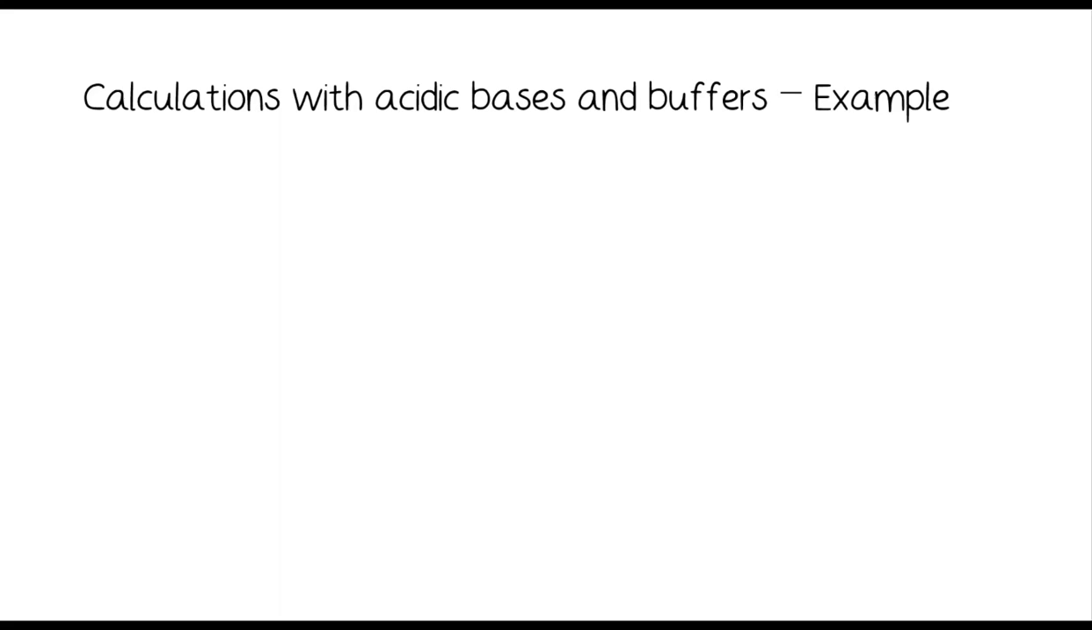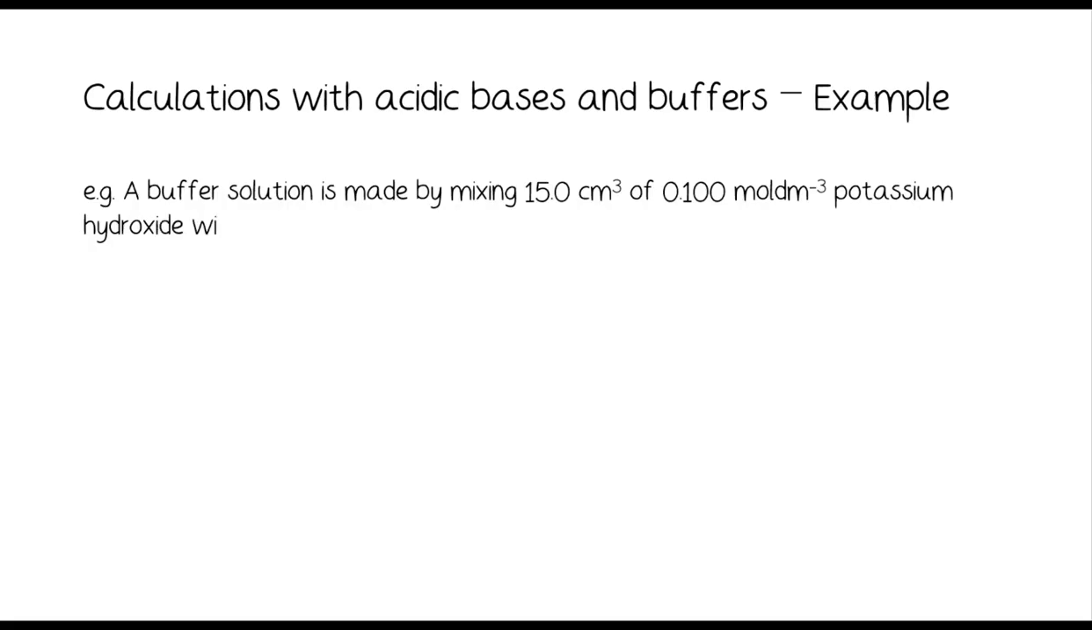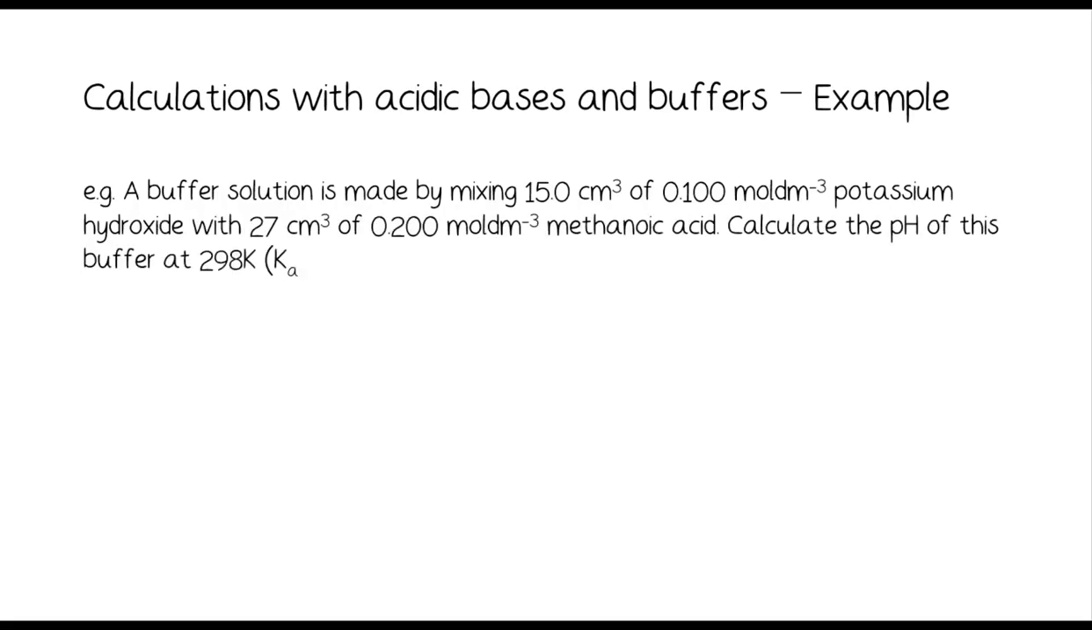So let me give you an example applying that technique we've just done. A buffer solution is made by mixing 15 centimeters cubed of 0.1 moles per decimeter cubed potassium hydroxide, the base, with 27 centimeters cubed of 0.2 moles per decimeter cubed methanoic acid. Calculate the pH of this buffer at 298 Kelvin, and the Ka for this is 1.6 times 10 to the minus 4 moles per decimeter cubed. I'll let you try this, and then press play to see the solution.